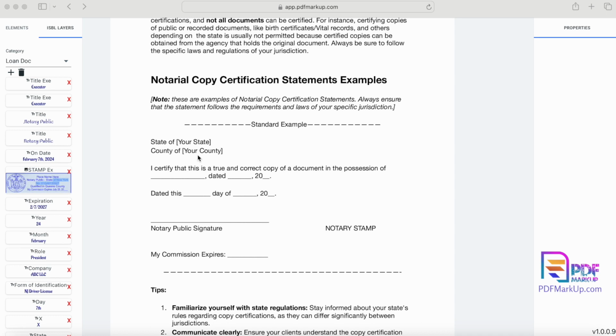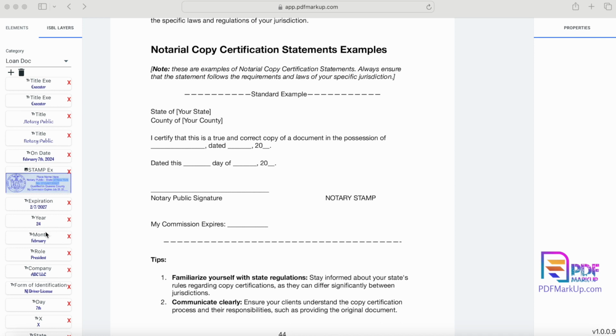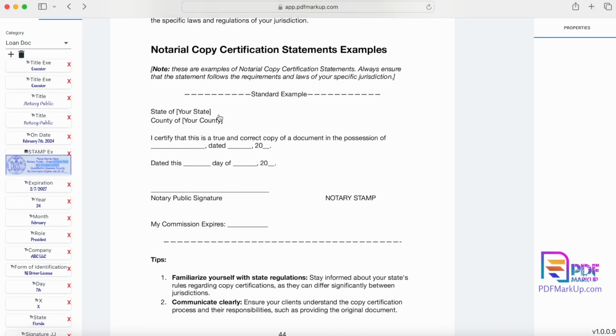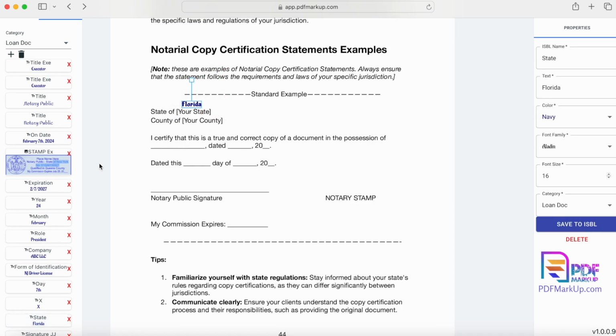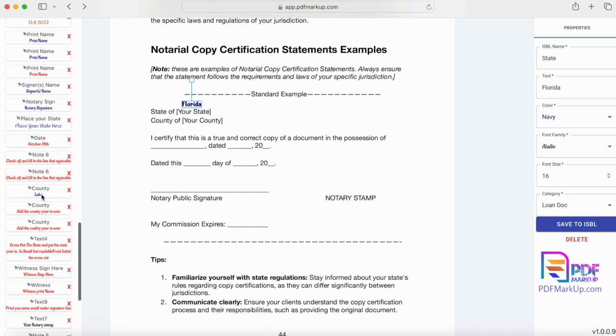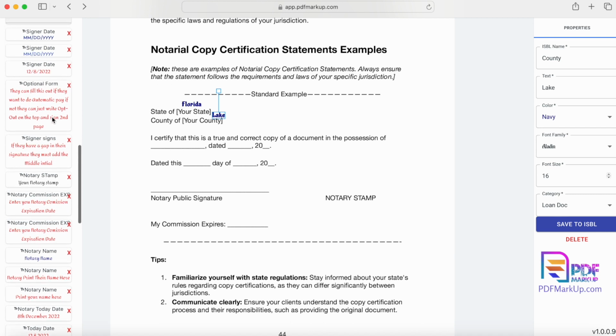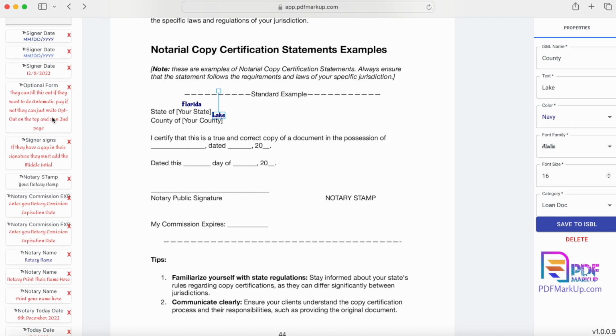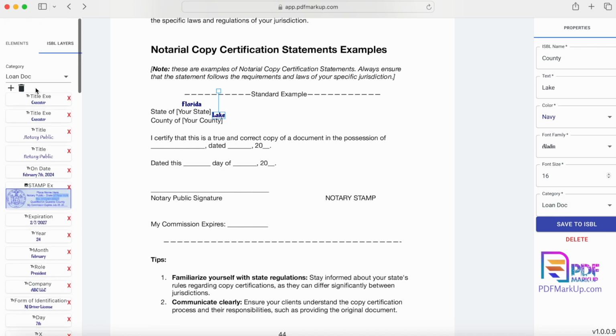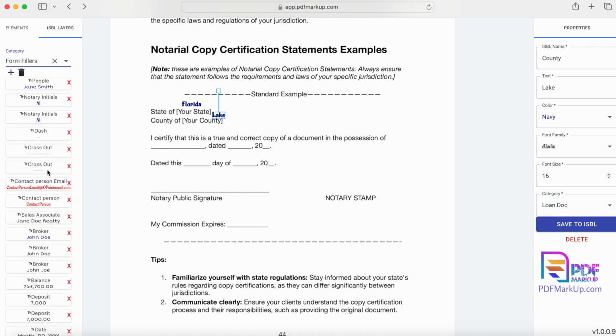So let's go through this really quickly again. You guys filling out your books? Okay, so we put the state that we're in. Okay, I certify that this is a true and correct copy of a document in the possession of who is the document in possession of? The person who is signing and telling you that this is a true and correct copy, and they have to prove to you with ID, valid ID.